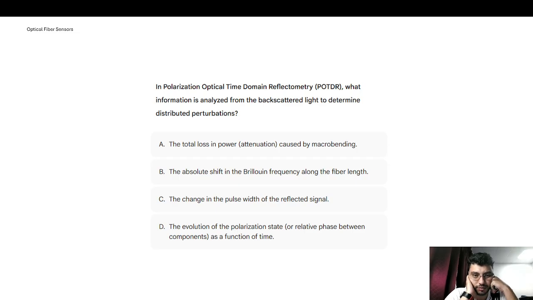Option D. Distributed perturbation analyzed from backscattering, evaluation of polarization state as a function of time. Yes. So the POTDR tracks how the state of polarization of Rayleigh backscattering light changes over time, which maps to specific location along the fiber. That's how we are getting the signal as a function of time. You are correct, the evolution of the polarization state as a function of time.